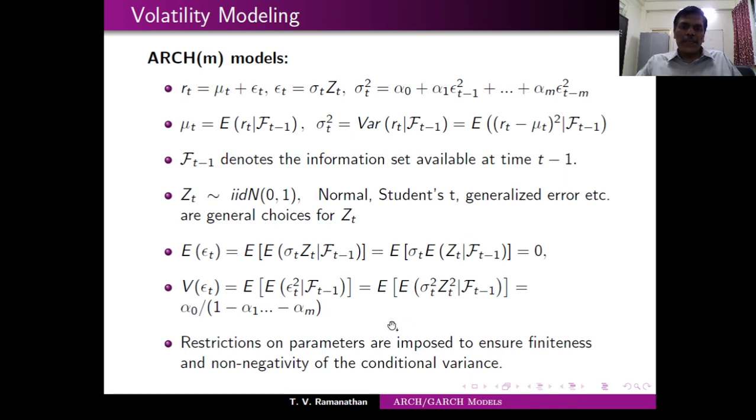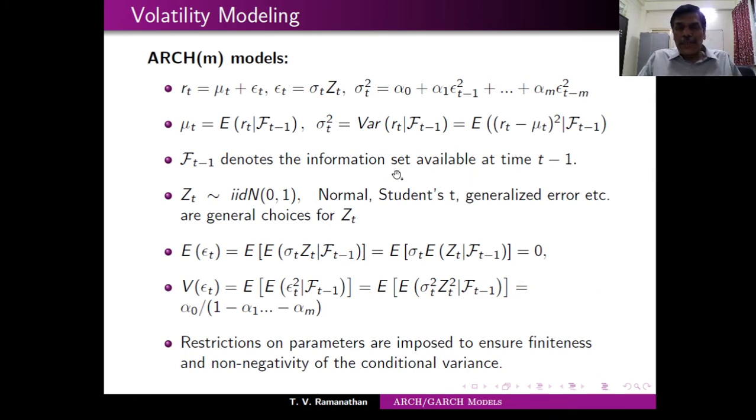Now the restrictions on parameters. If you're talking about ARCH M, there are m plus 1 parameters, which include alpha naught and the alphas. Alpha naught has to be positive, the reason being that you are talking about the variance. The other alphas can be zero, some of them can be zero also, but alpha naught has to be strictly greater than zero, whereas the others can be greater than or equal to zero. Because if alpha naught were also allowed to be zero, everything would be zero, which means the conditional variance is zero, which we are not interested in. So that is the restriction on the parameters.